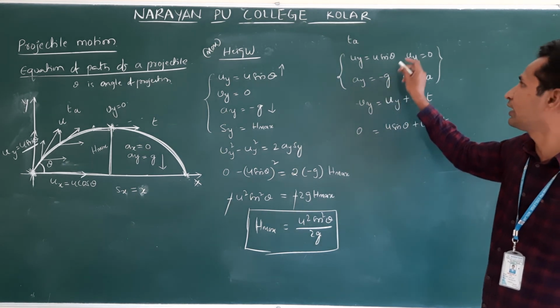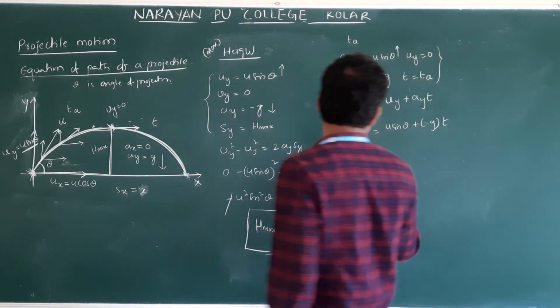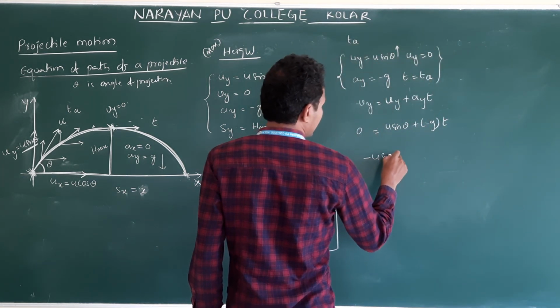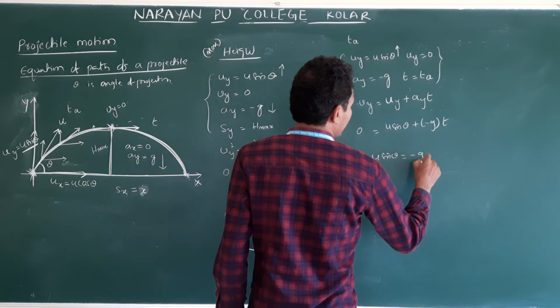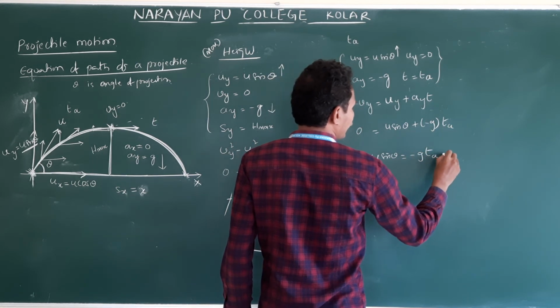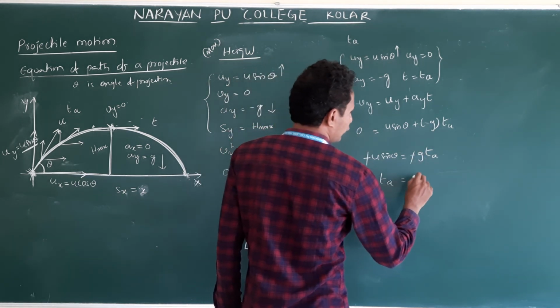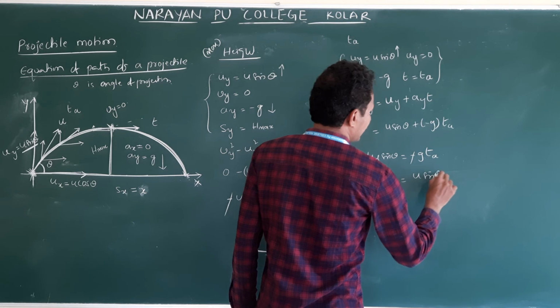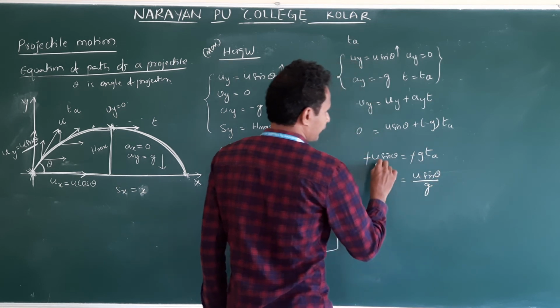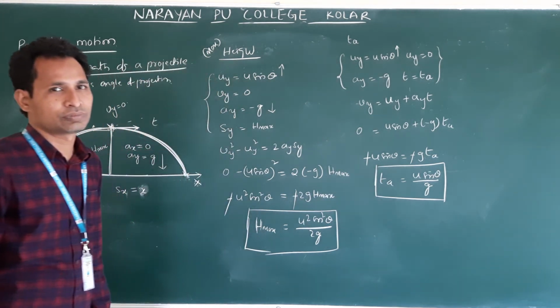I hope you understand. U sin theta is acting up. So this we will write u sin theta is equal to minus gt. T we have taken as ta, time of ascent. Minus minus cancel. So ta is equal to u sin theta by g. This is the second equation.